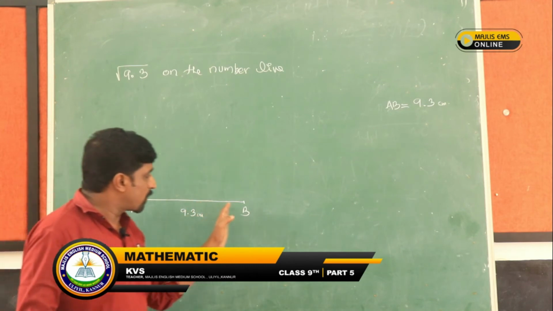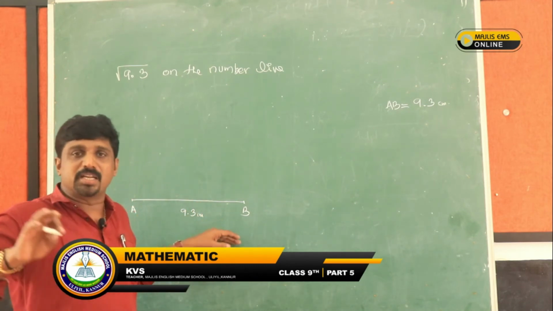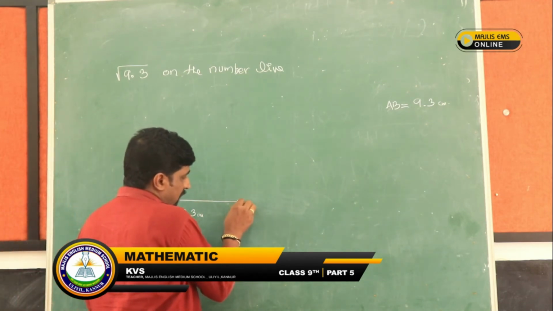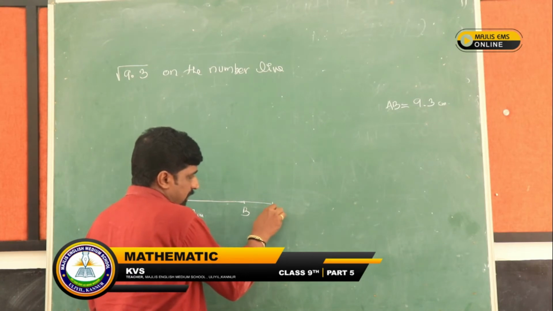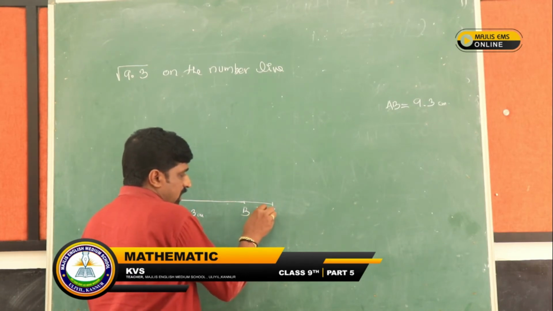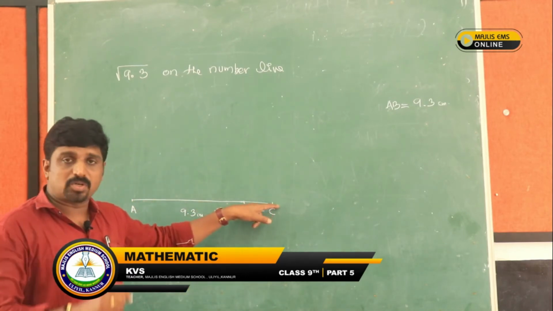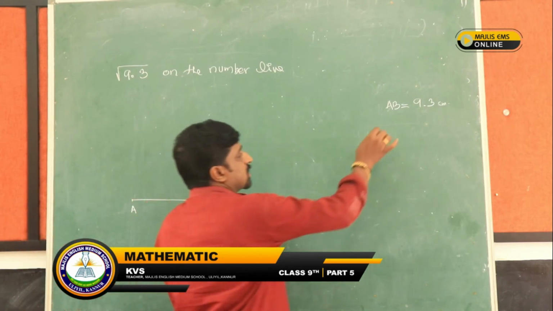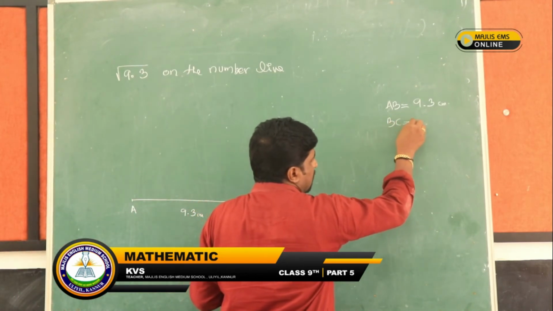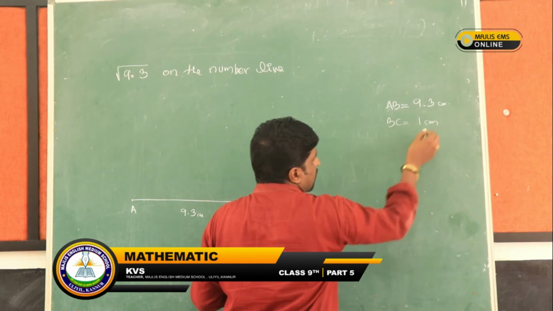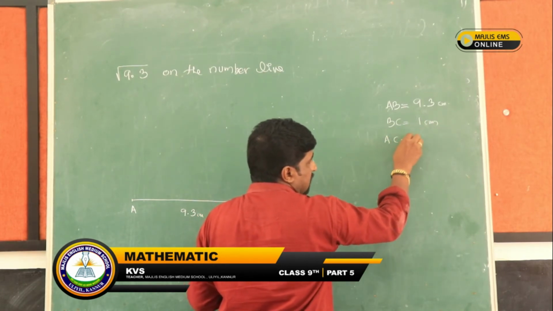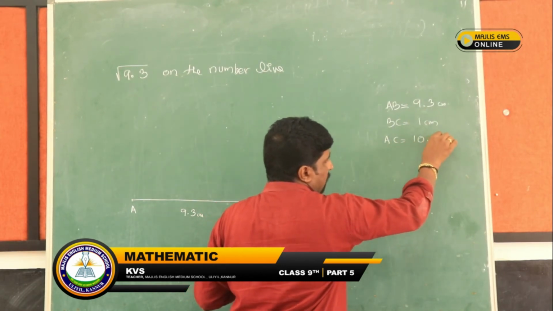After that you can produce the same line 1 centimeter extra. Okay, and this same line can be produced like this up to C. Then we can take it as 1 centimeter. Now AC becomes total 10.3. BC you can take as 1 centimeter. Now AC is equal to total 10.3.